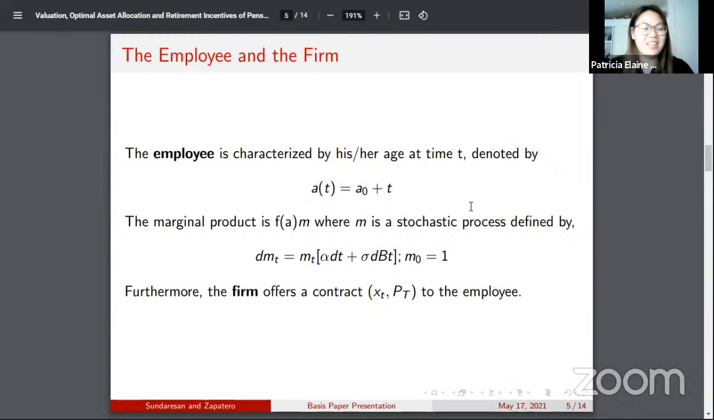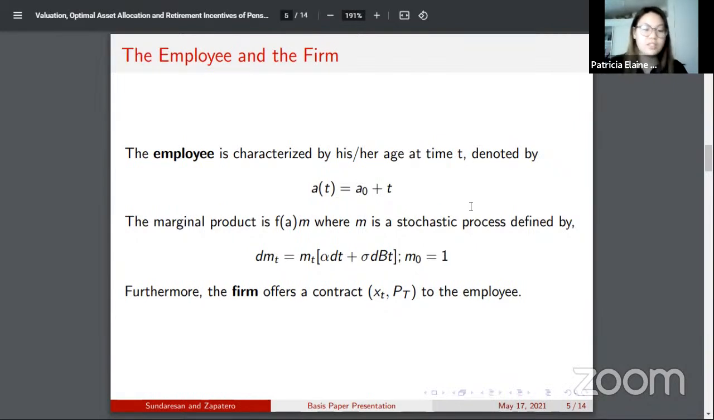In addition to that, the function f of A of t is a function of the age of the employee. It is assumed that the employee works for the firm until his or her retirement. It is also assumed that the function f of A of t is an increasing function of the age of the employee up to a threshold A star, and then begins to decline and gradually levels off.